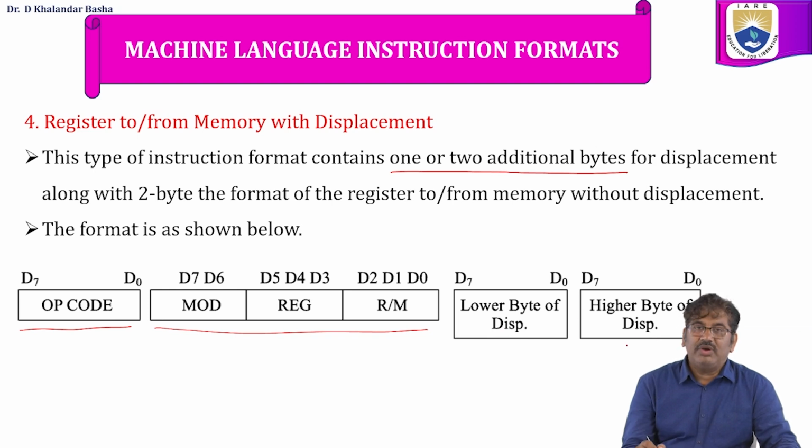The next subsequent bytes will specify the offset value of the address. In the third byte, we are going to have the lower byte of the displacement. The fourth byte will consist of the higher byte of the displacement.